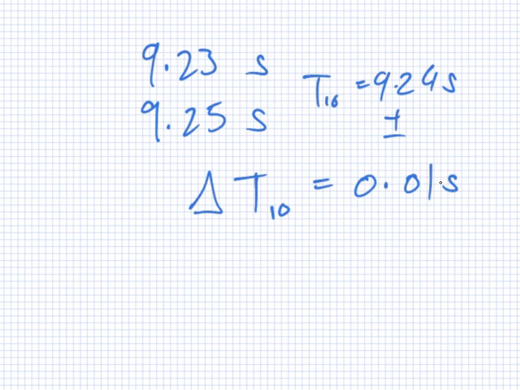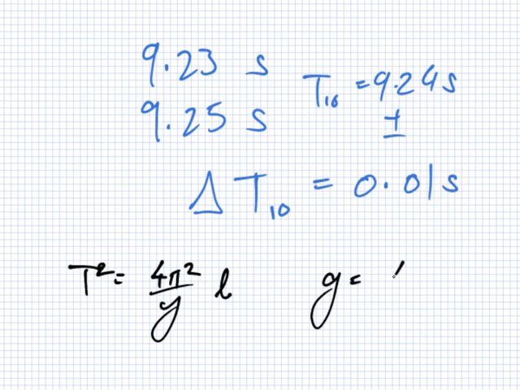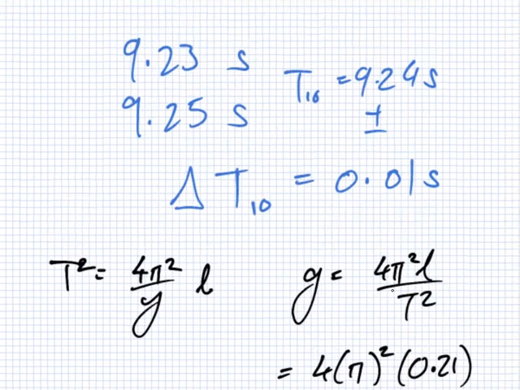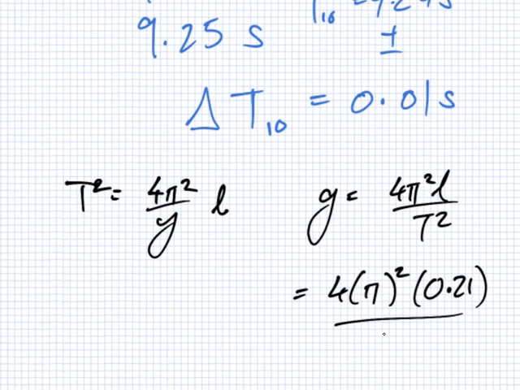Right, now, I know I'm supposed to make a table and a graph, but using just this one value, let's see how good my estimate for g is. So what did we say? T squared equals 4 pi squared over g, L. So my g, in this example only, is 4 pi squared L over T squared. So can you take out your calculator and type in 4 pi squared times 0.21 over 0.924 squared. See what you get.